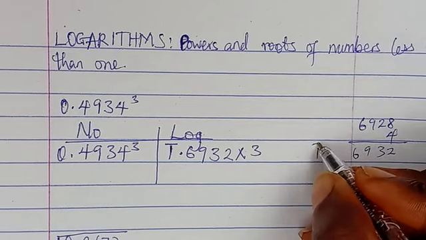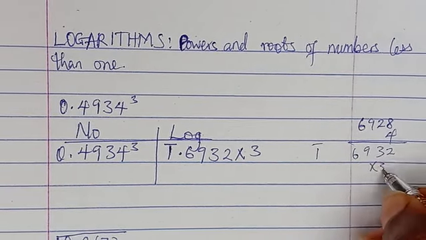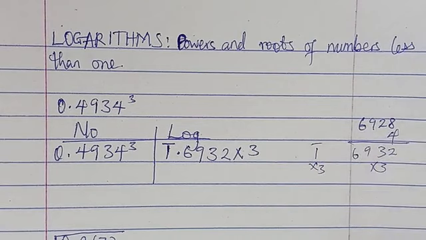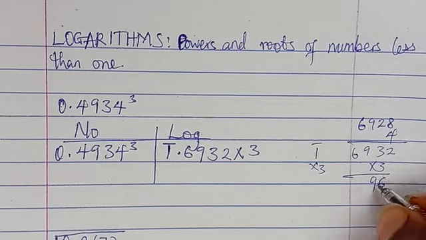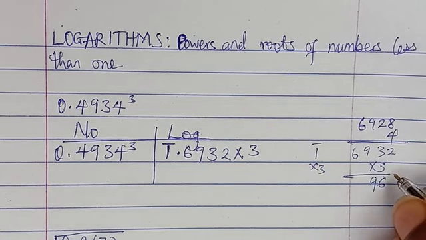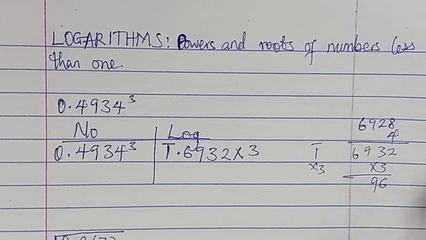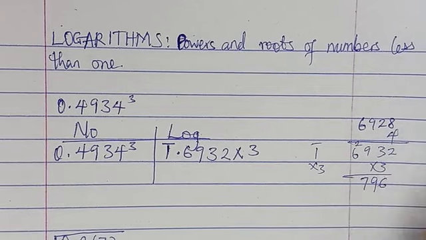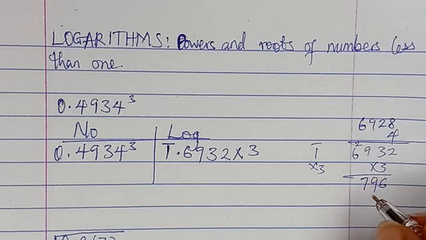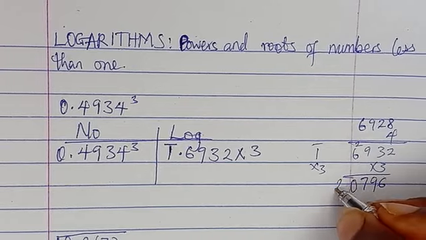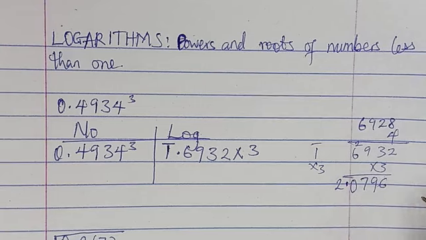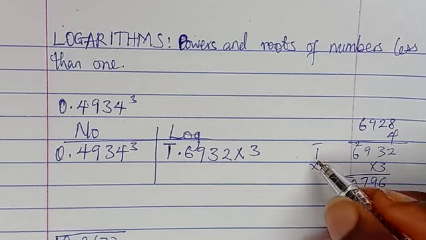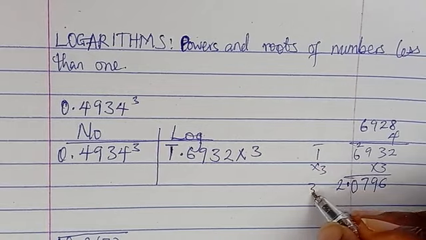So I'm going to have my bar 1 here. So we multiply by 3 and then we multiply by 3. 3 times 2 is 6. 3 times 3 is 9. 3 times 9 is 27. Carry 2. 3 times 6 is 18. 18 plus 2 is 20. So we have 0 and then we put in our decimal points. So that's 2 point this. And then bar 1 times 3 is equal to bar 3.